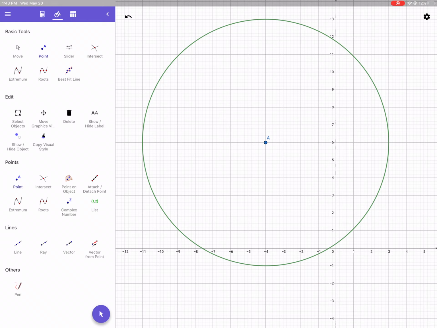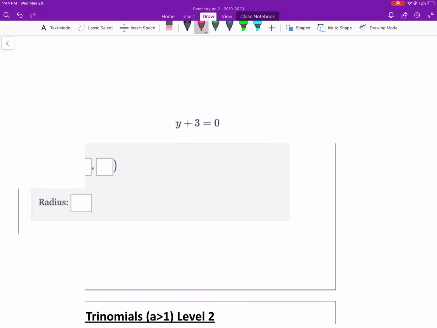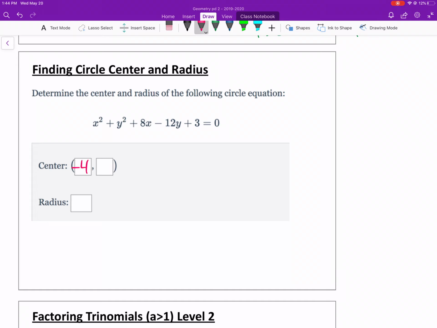All right, so you count the boxes. You can see that if we went from here to here, that's 7 units. Here to there, 7 units. Here to there, 7 units. Here to there, 7 units. So you can determine that that's the perfect center of negative 4, 6, and also that our radius is equal to 7. So negative 4, 6, and a radius of 7.